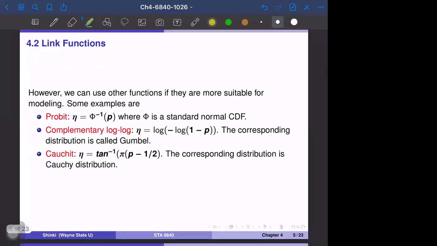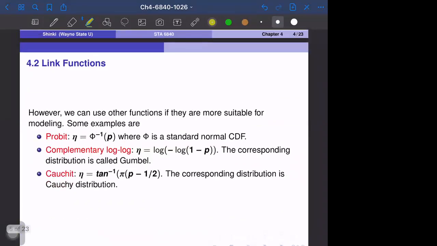Yeah, but still we can use other functions if they are more suitable for modeling. So the logistic function is a specific function, so it doesn't fit all the data. So sometimes a different so-called link function is better. And instead of the logit function, we have several other functions that are often used in binary regression models.